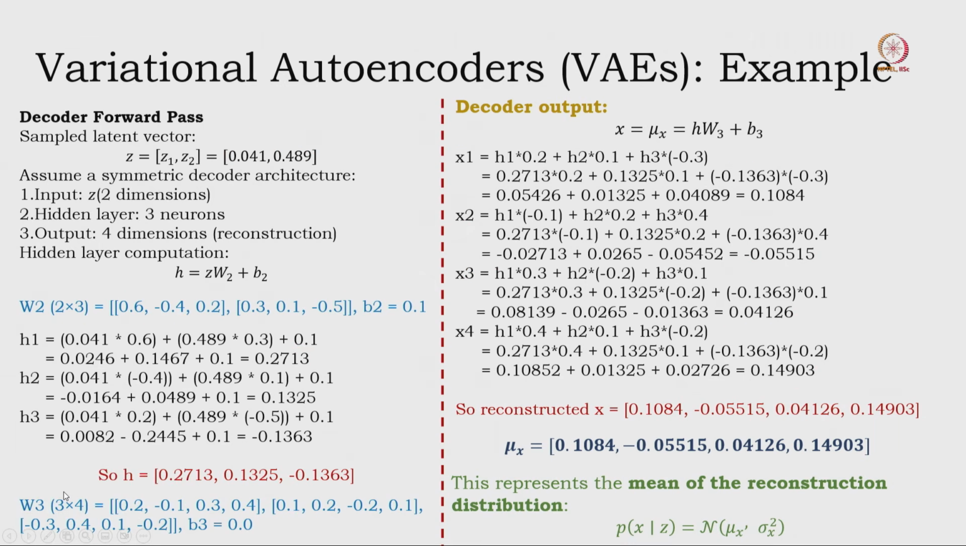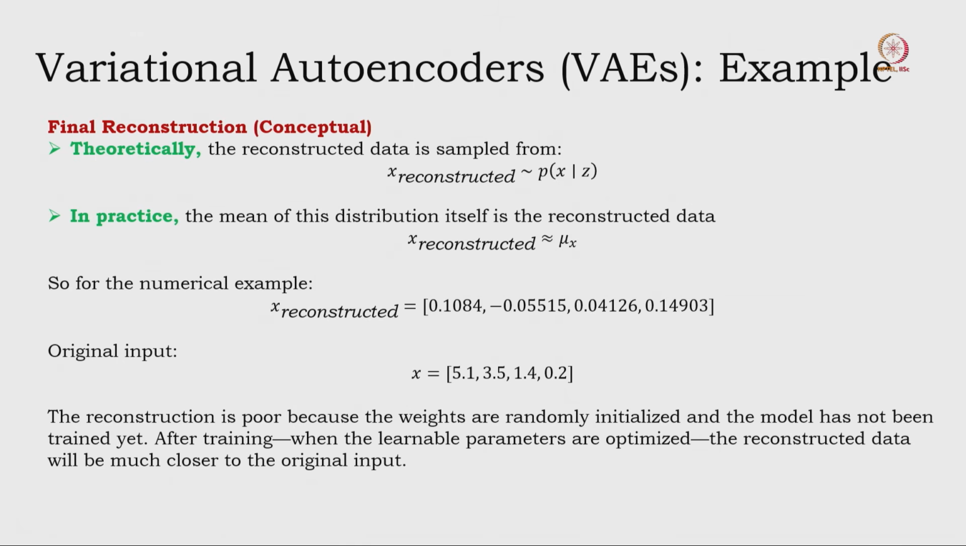So what are we seeing? The decoder is always going to output the probability of x given z. This will return the mean if it is continuous data. Whatever output we have obtained is the mean from the decoder part. Theoretically we say that whatever x you want to reconstruct is sampled from this distribution, but practically whatever mean value you have obtained, that itself is the reconstructed data. So for our numerical example, this is the reconstructed data, and this is the original input.